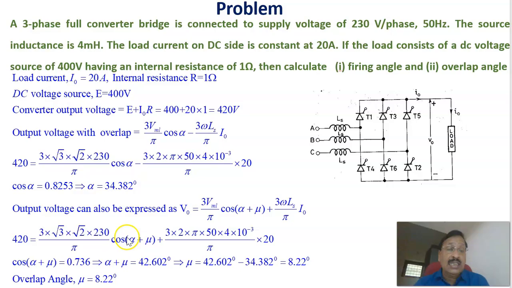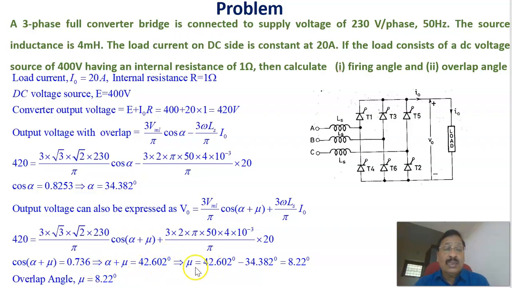Again, you substitute in this equation: 420 equals 3 VML, that is 3 root 3 into root 2 into 230, divided by cos alpha plus mu plus 3 into 2 pi f into ls, that is the source inductance 4 millihenry, 4 into 10 raised to minus 3, divided by pi into 20, and alpha is already calculated, 34.382. Therefore, from this equation you can calculate alpha plus mu: cos alpha plus mu equals 0.736, or alpha plus mu equals 42.602 degrees.